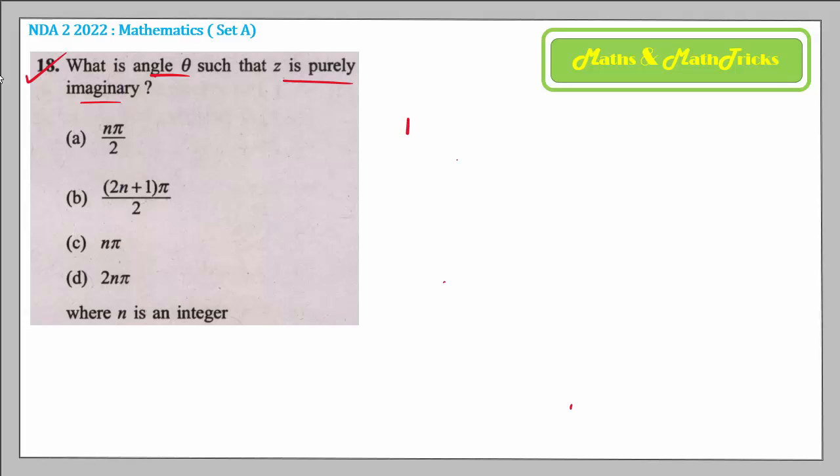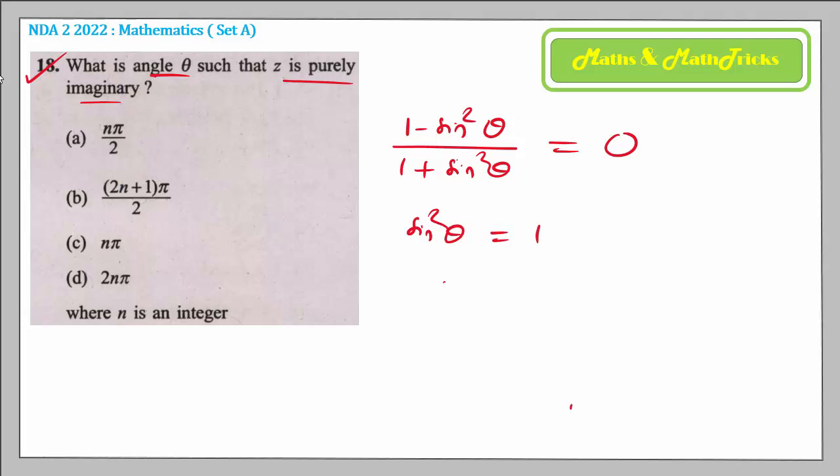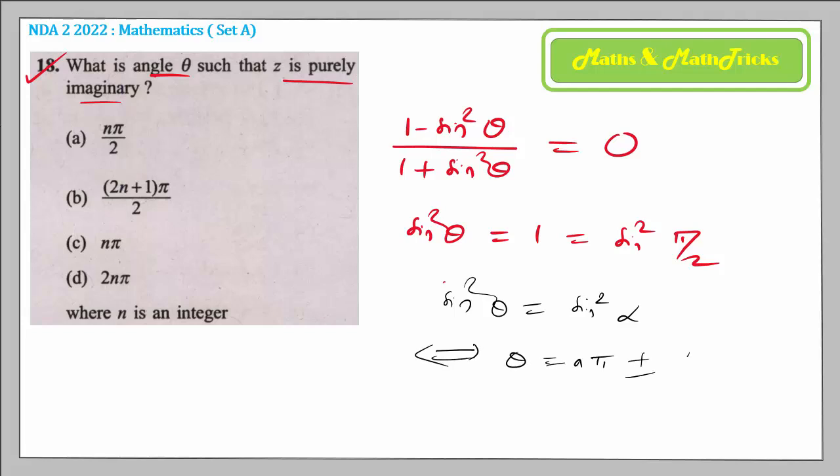For purely imaginary, the real part that we got, (1 minus sin square theta) upon (1 plus sin square theta), has to be what? 0, so that it will be purely imaginary. This gives you the equation sin square theta equal to 1, which corresponds to sin square pi by 2. So you have to recall a formula: sin square theta is equal to sin square alpha if and only if theta is equal to n pi plus or minus alpha, where n belongs to the set of integers. This is the formula for the set of solutions for an equation of this kind.